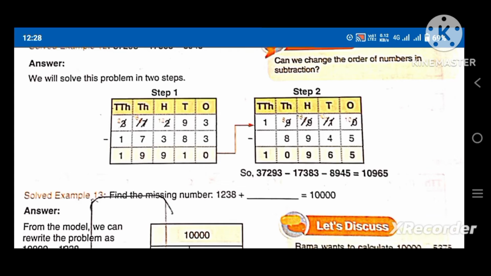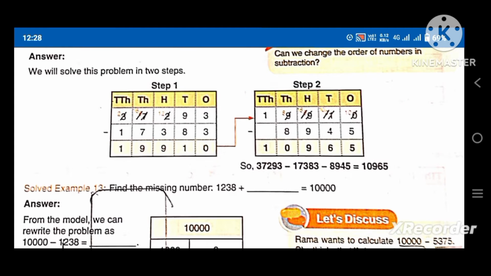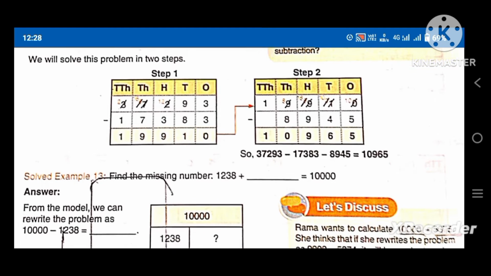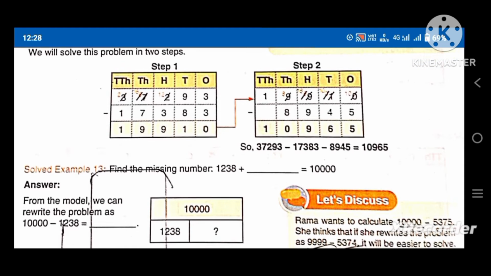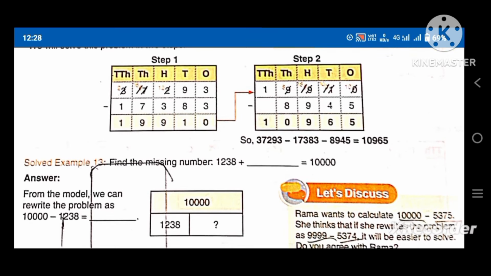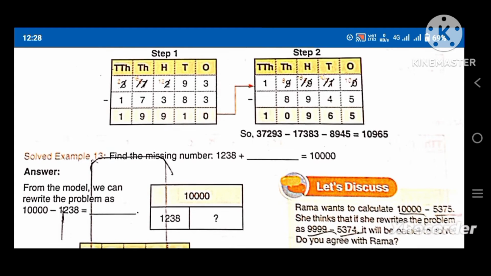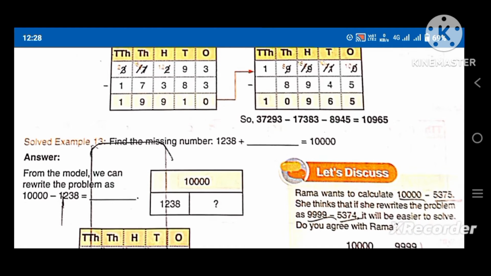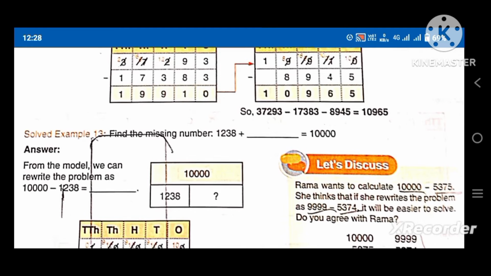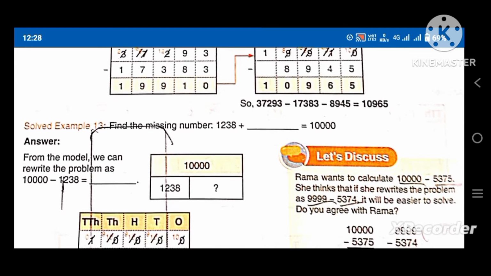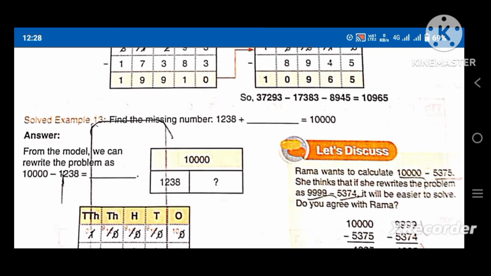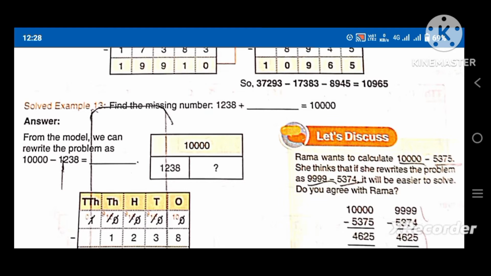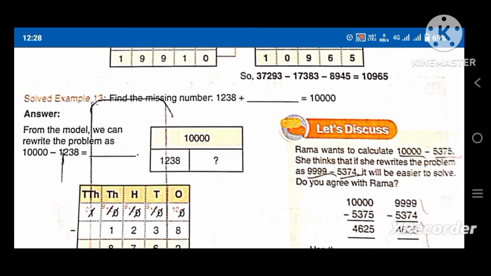1,238 plus dash is equal to 10,000. Answer: from the model we can rewrite the problem as 10,000 minus 1,238 is equal to dash. Let's discuss. Rama wants to calculate 10,000 minus 5,375. She thinks that if she rewrites the problem as 9,999 minus 5,374, it will be easier to solve. Do you agree with Rama?